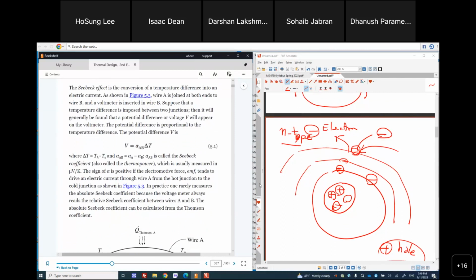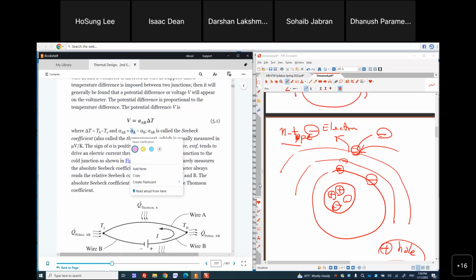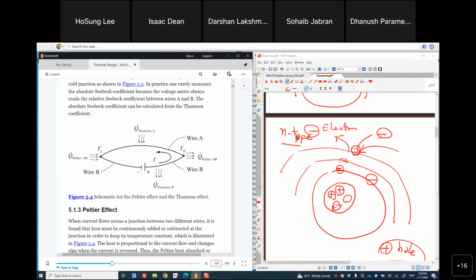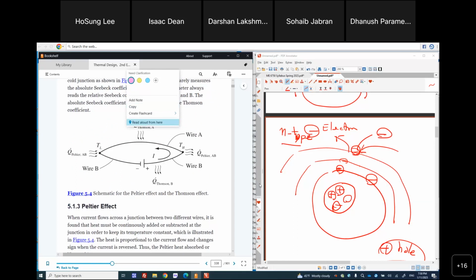So voltage is alpha times delta T. What is alpha? What did I say? Anyone answer? Come on. The coefficient that relates the two metals? No, the name of it. Seebeck coefficient. Yes. Don't try to explain, okay? Alpha is the Seebeck coefficient. AB could be N-type and P-type together. One is minus. This is hard to understand.